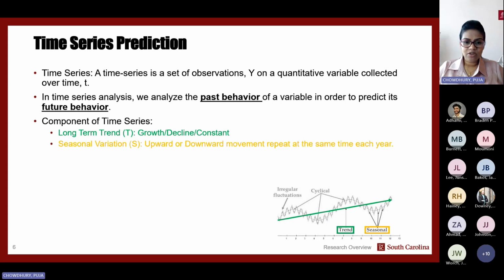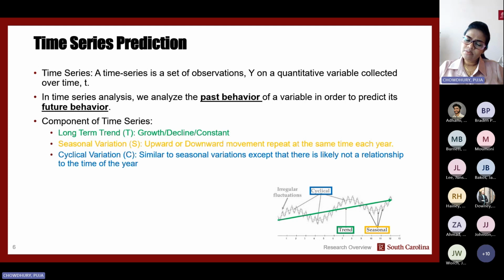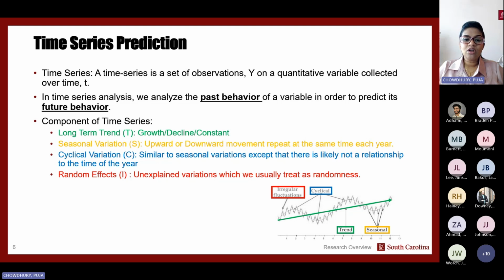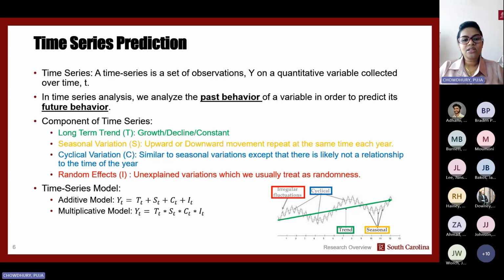Next is the seasonal behavior, which is the upward and downward movement repeated over the year. Similar to the seasonal variation, there is another component, the cyclical variation, which we can see over the time series. Finally, there is an irregular fluctuation or random effects, which we can see as noise. If we consider all of these components, there are two types of time series model. If we add all of these components, that is called the additive model. If we multiply all of these components, that is the multiplicative model.